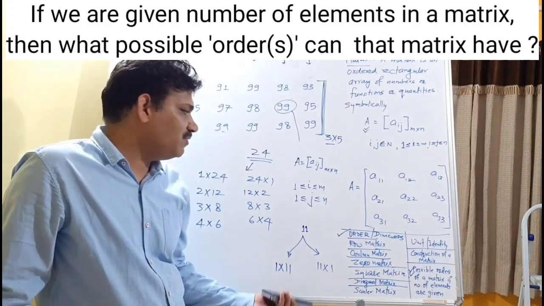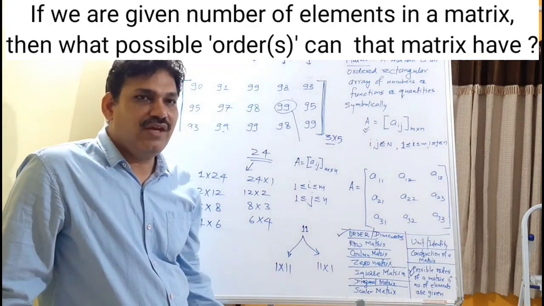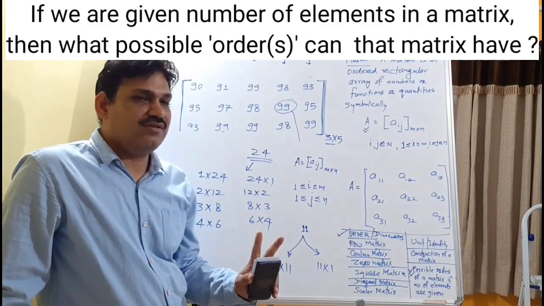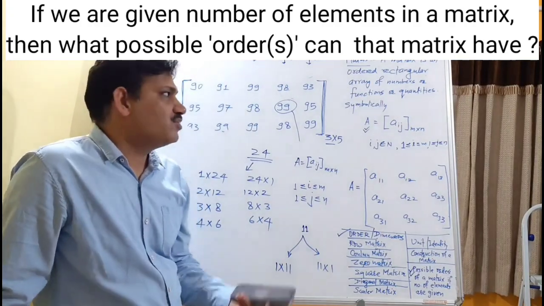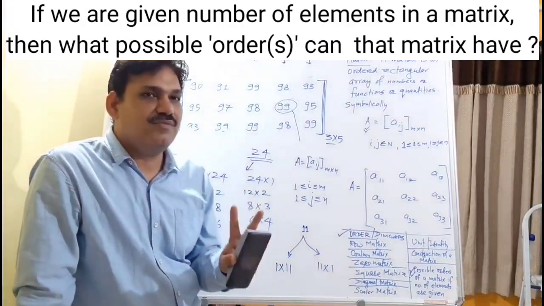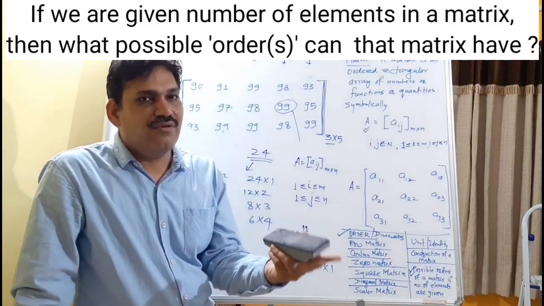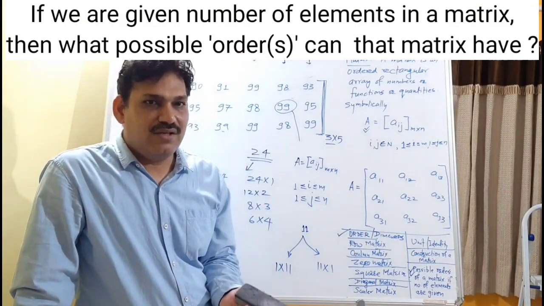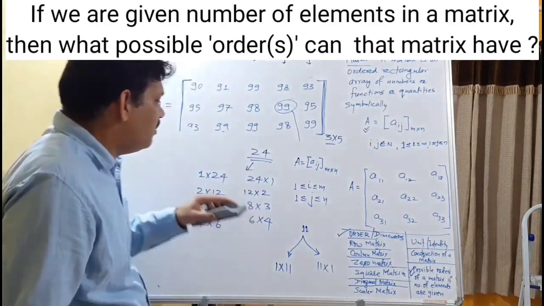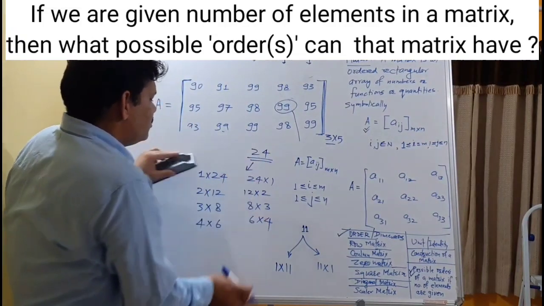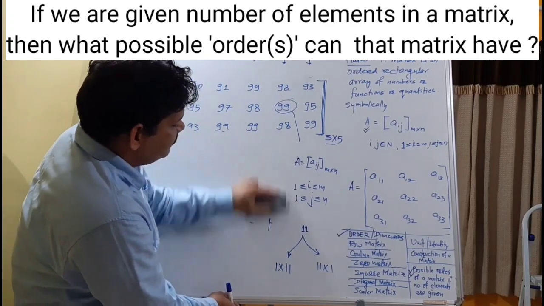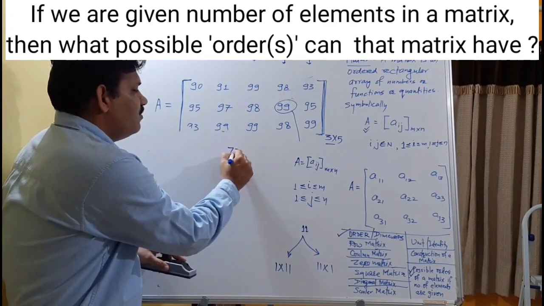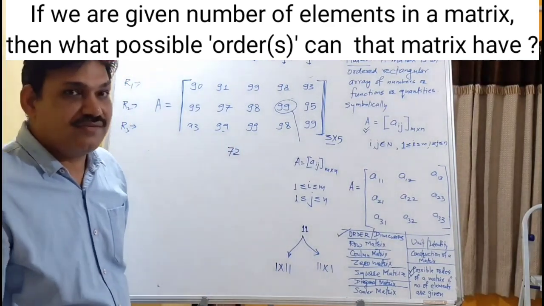So for every prime number, we have two possible orders. Suppose I have a prime number 5. So it will have only two possible orders, 1 by 5 or 5 by 1. And if I have any other number, that is a composite number, then I just try. Suppose I have 72 elements. What possible orders can this matrix have?